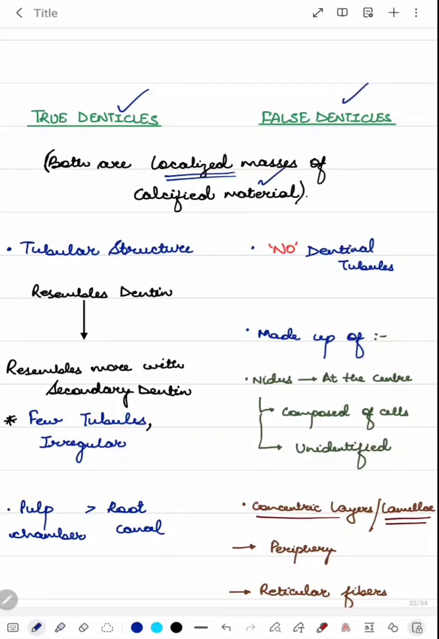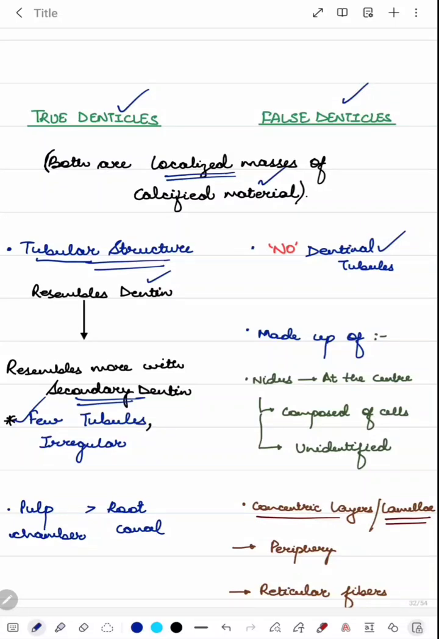Now, the true denticles can be differentiated from the false denticles depending upon their structure. The true denticle will have a dentine kind of structure. It means they will have a tubular structure which resembles the dentine, more precisely the secondary dentine, because they have fewer tubules and are irregular in nature, whereas the false denticles have a different type of structure, with no dentinal tubules, therefore they don't resemble any type of dentine.